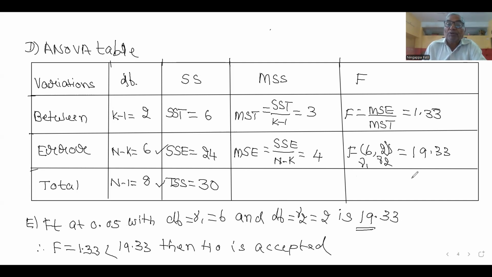You compare this value with this value. Look here, F equals 1.33 and the table value is 19.33. Which is smaller? 1.33 is smaller than 19.33. Therefore, accept the null hypothesis. And suppose it is 50, then it is greater, so reject the null hypothesis. In this way, you take the decision.